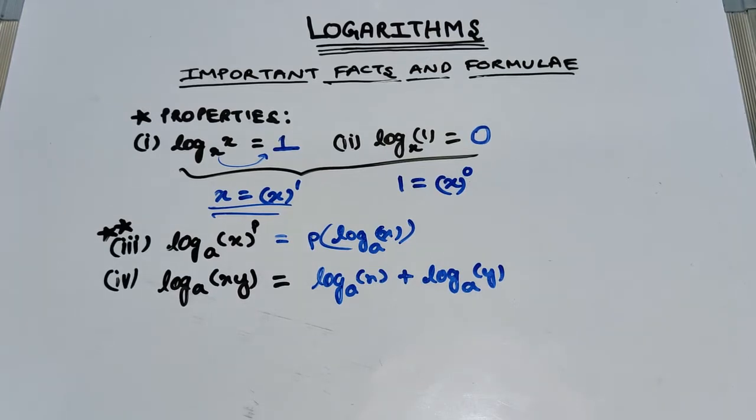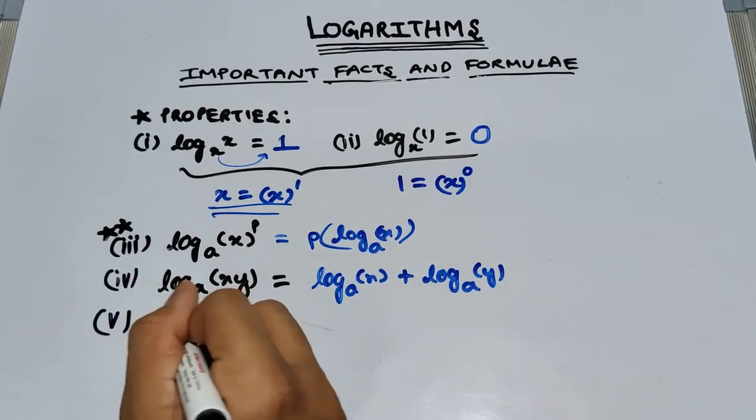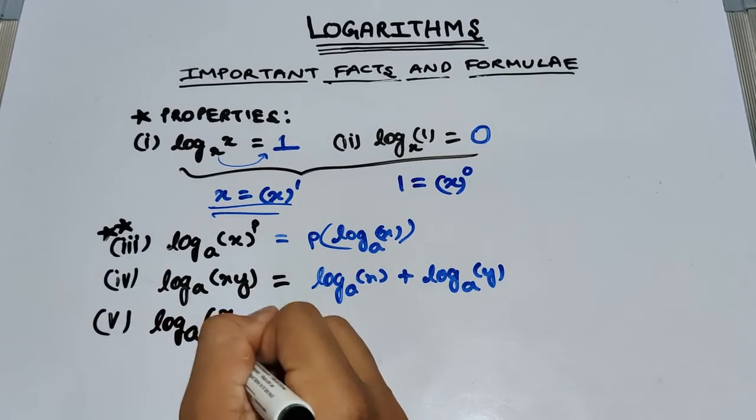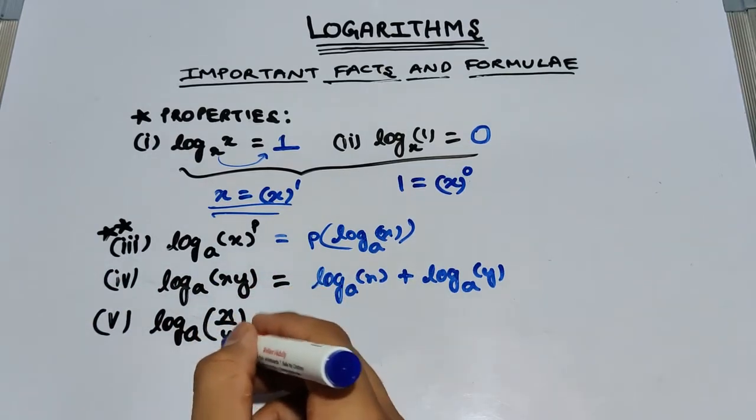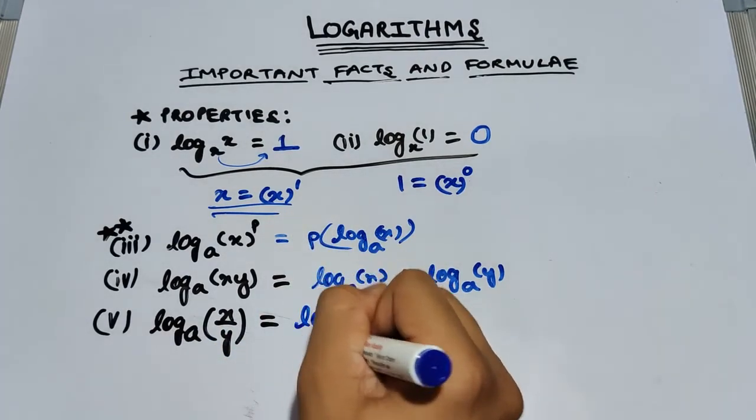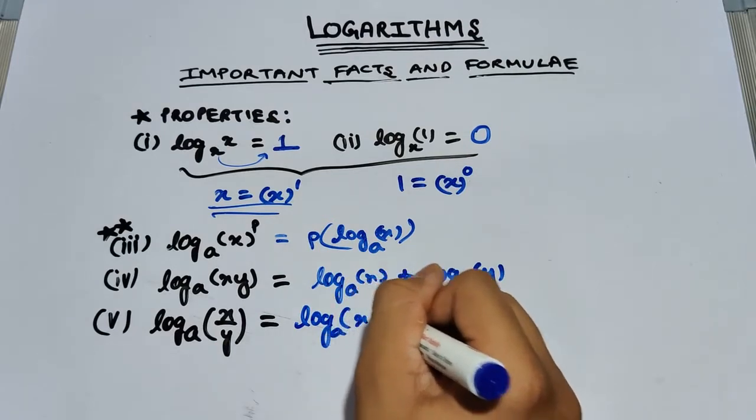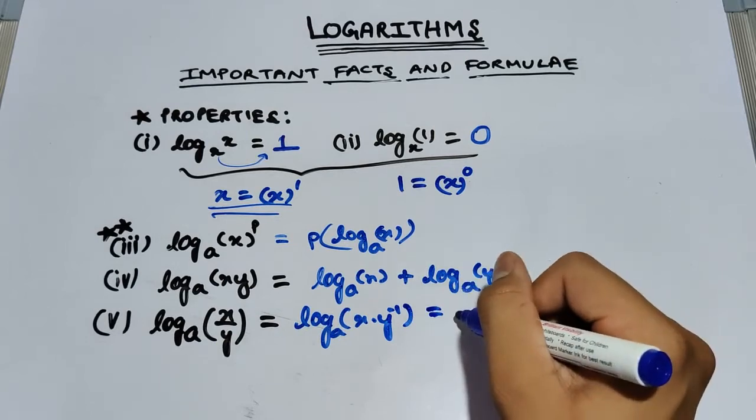Initially it looks very difficult to understand or to learn things, but once you continue with all these things, you will learn it easily. Now let us look at another property which is simply derived from these two only, that is the subtraction property. Log base a of x upon y can be written as, just as we saw, 1 upon y can be written as y to the power minus 1. So here it is x into y to the power minus 1, and from the above property we can say that it is the sum of these both.